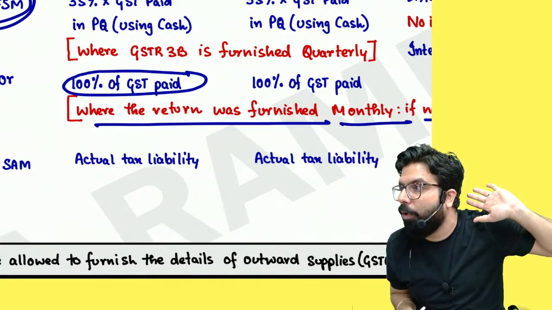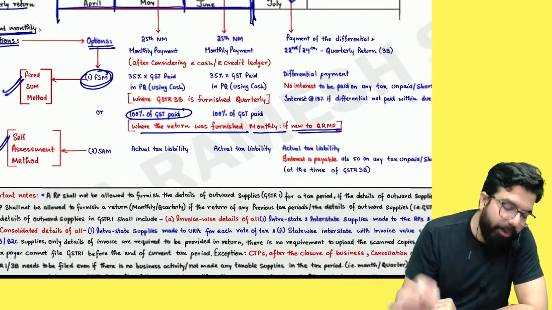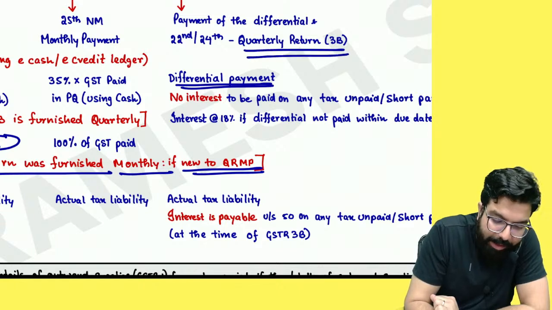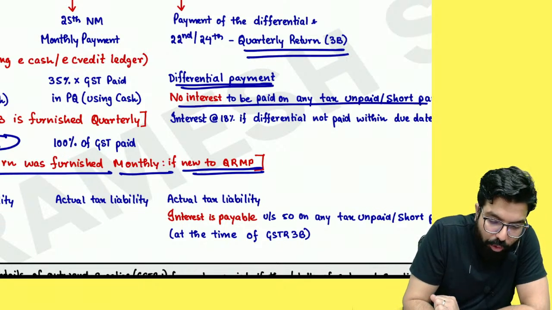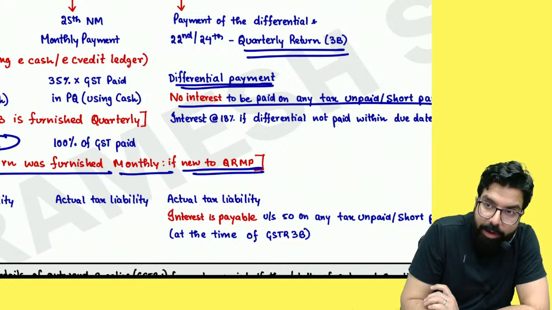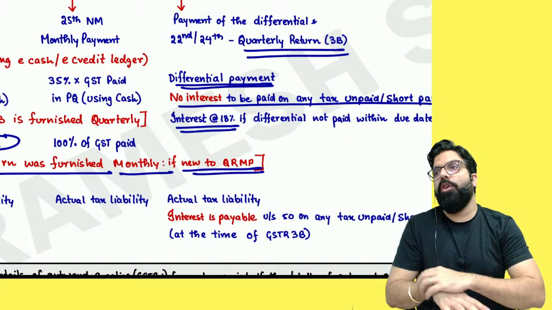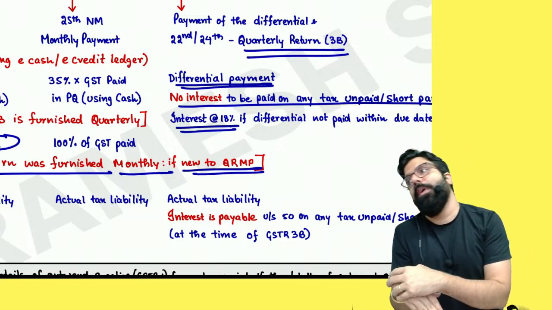Is my point clear to all? That is what is told. But supposing, see here everyone, you make the differential payment when you are filing the GSTR 3B, then you don't have to pay any interest. Are you guys able to understand? But if you don't make the payment on time, which is 22nd or 24th, then you have to pay interest at the rate of 18%.